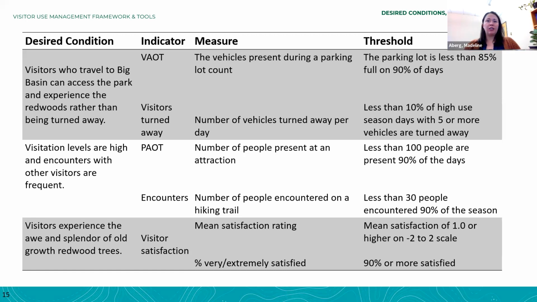And then for visitor satisfaction, for our mean satisfaction measure, we could set a mean satisfaction threshold of 1 or more on that -2 to 2-point scale. Or we could set a threshold that 90% or more of visitors are very or extremely satisfied. And this is a good example of the different types of thresholds you can set. So generally, it's a good idea to use percentages or frequencies when setting thresholds rather than a mean value, just because mean values are a bit harder to interpret and a little bit less intuitive in this case.